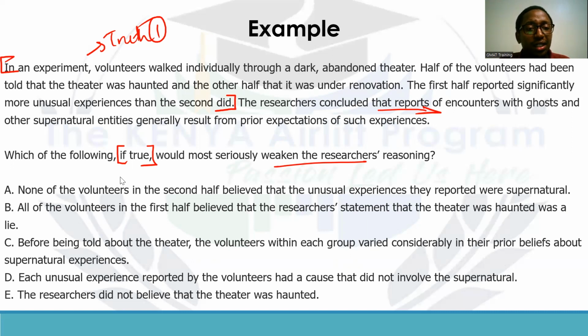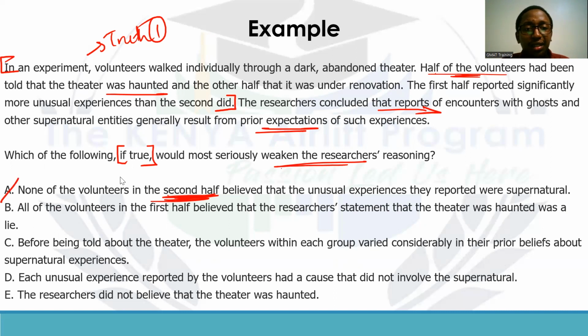So A, none of the volunteers in the second half believed the unusual experiences they reported were supernatural. So here we see that the first half were told that the theater was haunted. So if none of the second half believed the unusual experiences they reported were supernatural, it wouldn't have anything to do with prior expectation. So this wouldn't weaken. If this was the first half, that would be a different story.